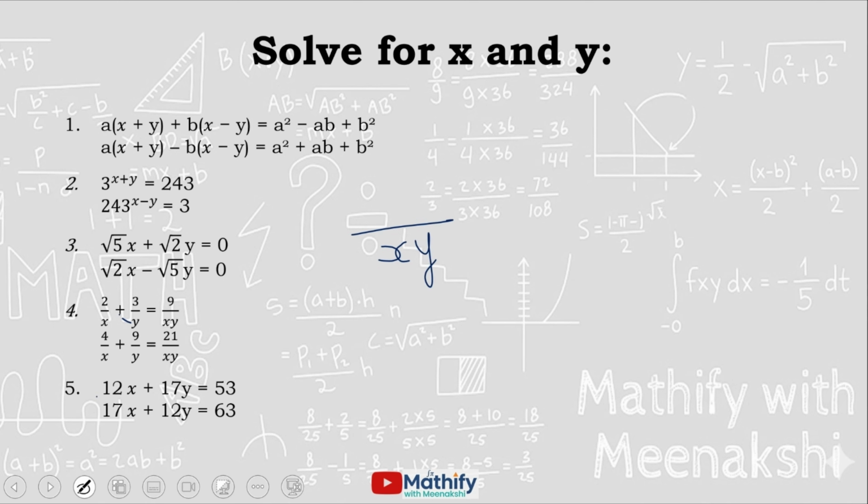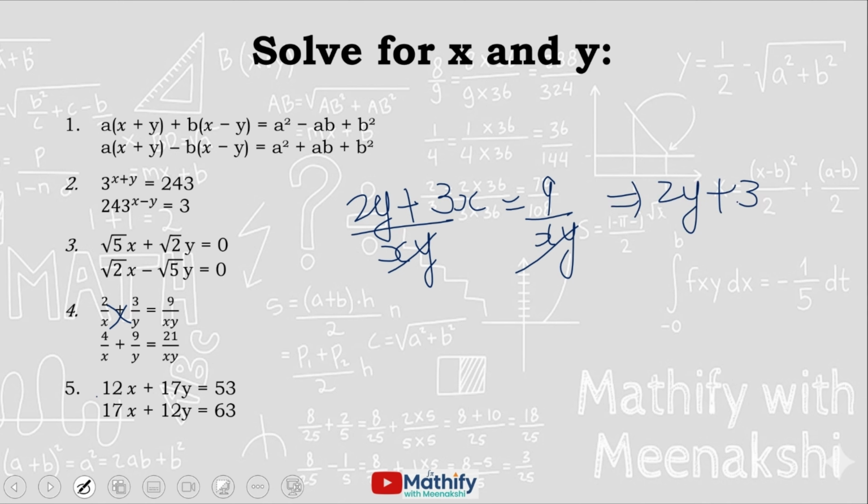You will get xy and then do the cross multiplication, that is 2y plus 3x, which is equal to 9xy. Now you can cut xy and xy. So the first equation is 2y plus 3x is equal to 9.